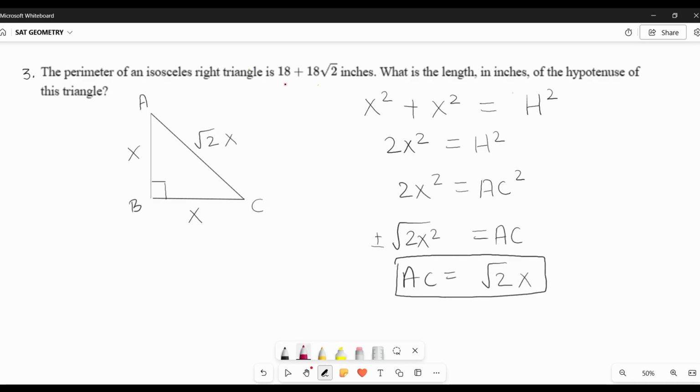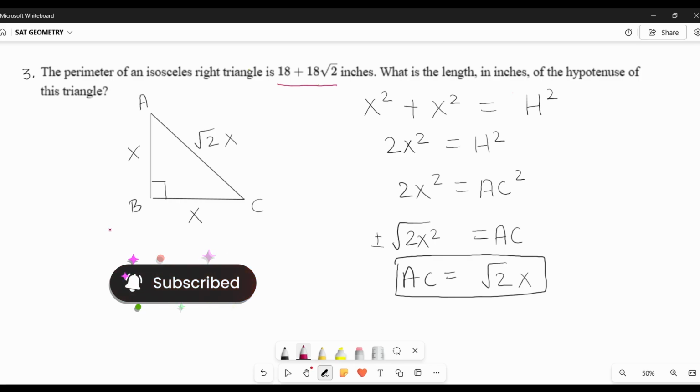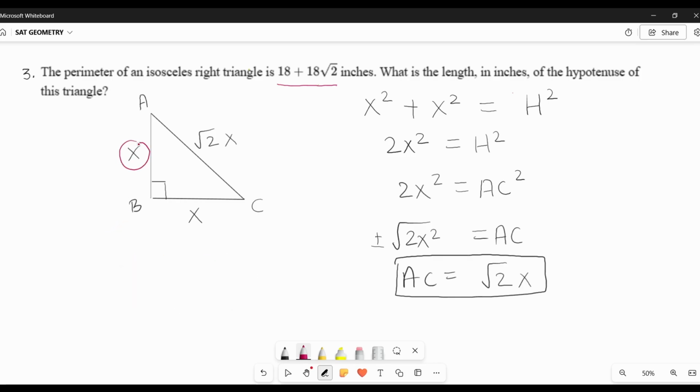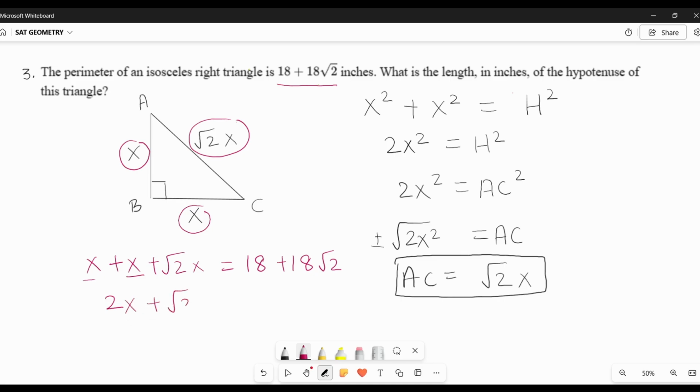Now, in the question, it is given that this perimeter is equal to 18 plus 18 root 2. So we know that the perimeter is the sum of all the three sides. So we will add all these three sides, x plus x plus root 2x, which is equal to 18 plus 18 root 2. Now let's simplify this. x plus x is going to be 2x, and then plus root 2x is equal to 18 plus 18 root 2.